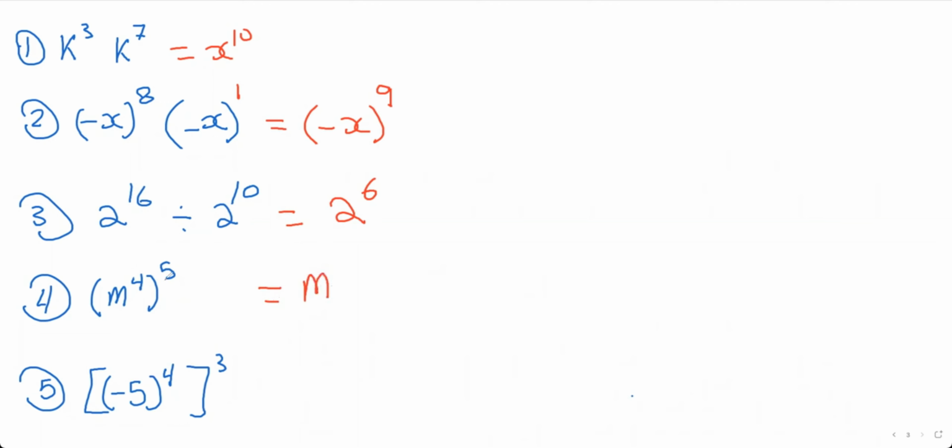Here I saw some student wrote m to the 9. No, that's not what I said. I said if you have an exponent outside of the brackets, you multiply it with the exponent inside the brackets. So this should be m to the 20. This here, I saw someone who raised this to the power of 4 in the calculator, found out what it is, and then wrote it to the power of 3. I don't want that. I want you to leave everything in exponential form. I don't want you to do any evaluation. So this becomes negative 5 to the power of 12. You just multiply the 3 and the 4 and you get 12. So these are the answers that I'm expecting. I'll give you a few more.